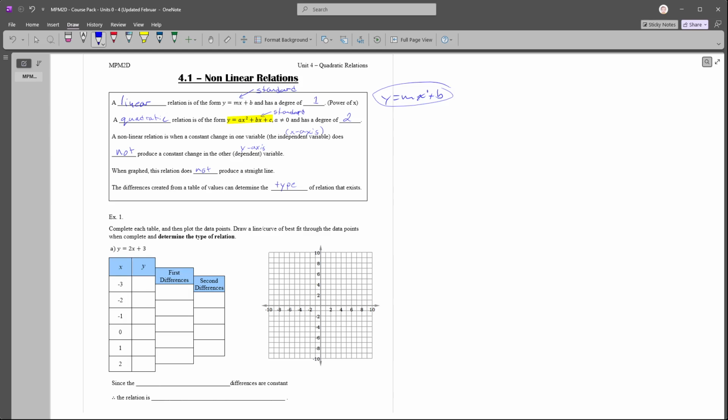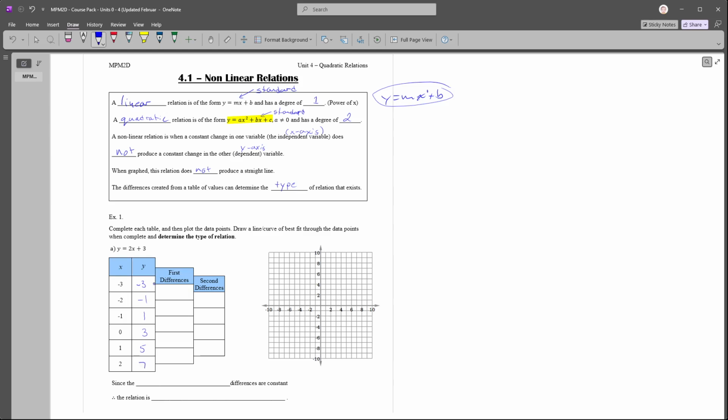So 2 times -3, that gives me -6. -6 plus 3, that's going to give me -3. All right, let's go to the next one. 2 times -2, that's -4. -4 plus 3 is -1. Okay. Now, 2 times -1, that's -2, plus 3 gives me a value of 1. 0 times 2, that's 0, plus 3 is 3. 1 times 2 is 2, 2 plus 3 is 5, and 2 times 2 is 4, 4 plus 3 is 7.